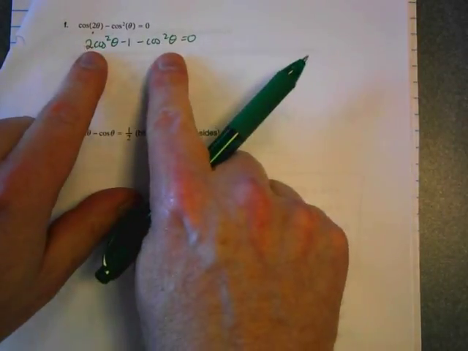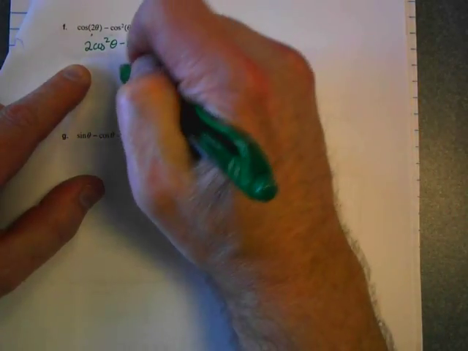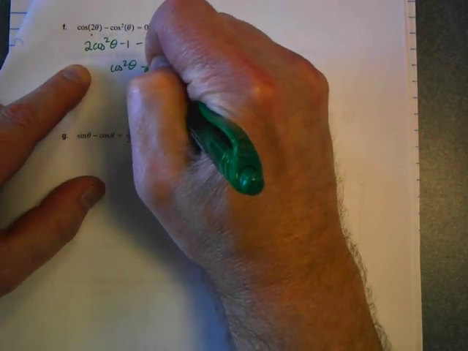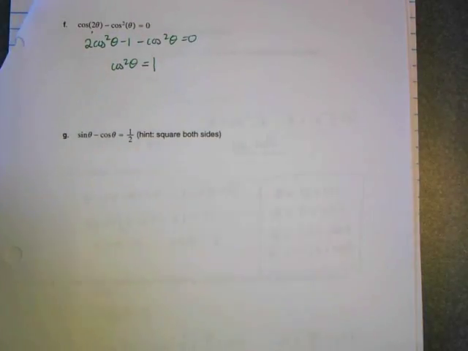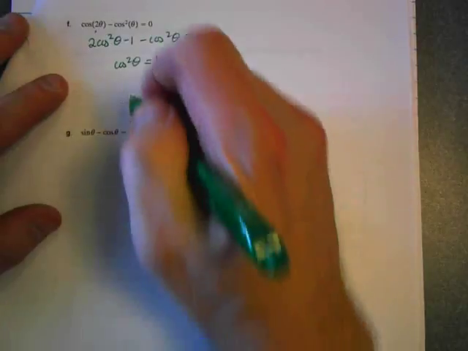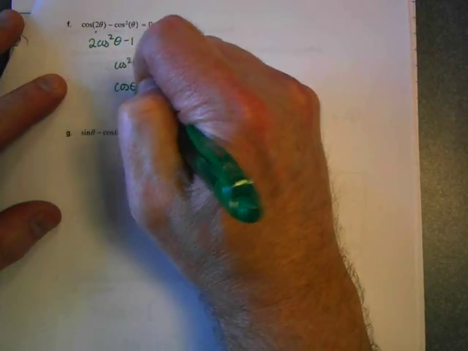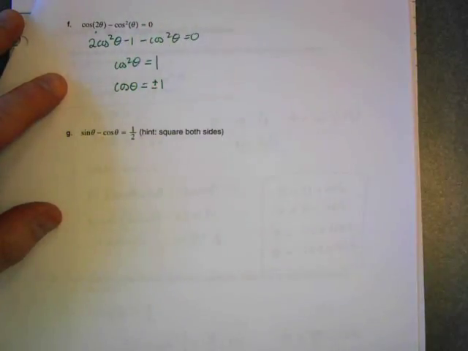All right, well, I combine these 2. That gives me cosine squared theta equals, and I move that 1 to the other side, so cosine squared theta is 1. Which means, of course, cosine theta is plus or minus 1.